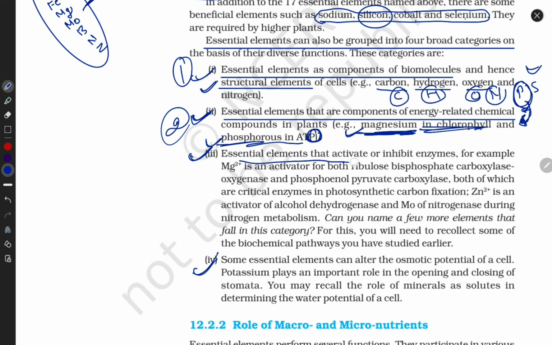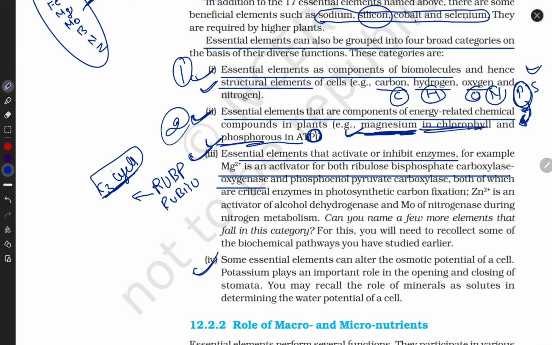Some essential elements activate or inhibit enzymes. Some are responsible for enzymatic activities. For example, magnesium is an activator for both ribulose bisphosphate carboxylase-oxygenase. You know, na, guys? RuBP, Rubisco. They participate in the C3 cycle. Because of the C3 cycle, plants can form glucose, means food. So Mg2+ works as an activator for RuBP carboxylase and phosphoenol pyruvate carboxylase.